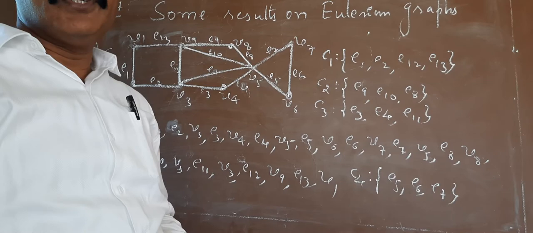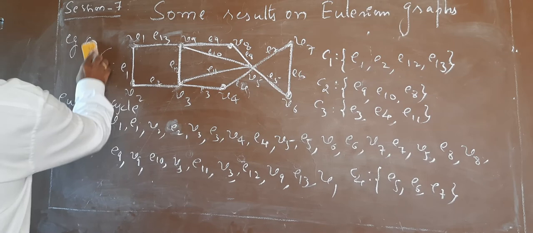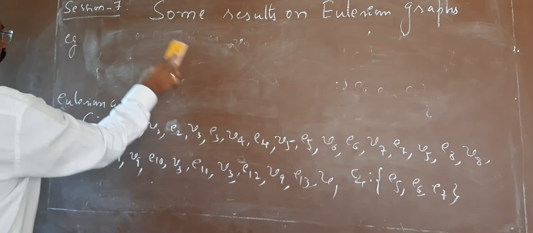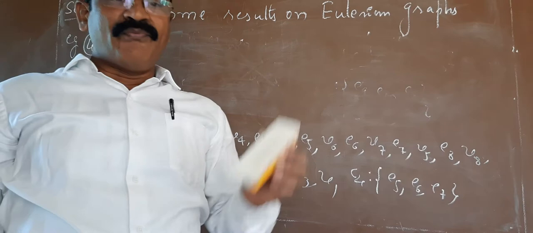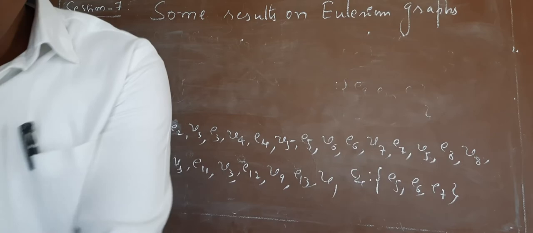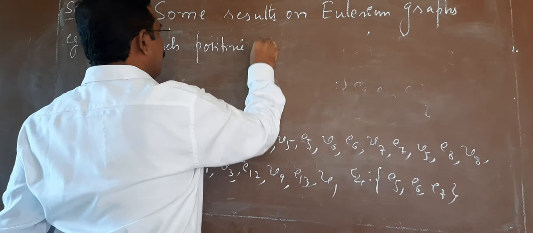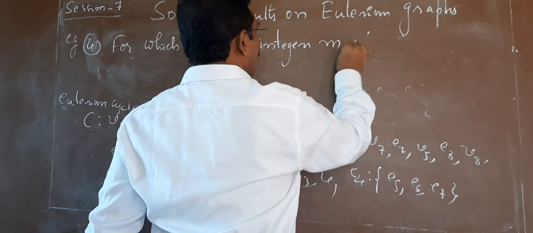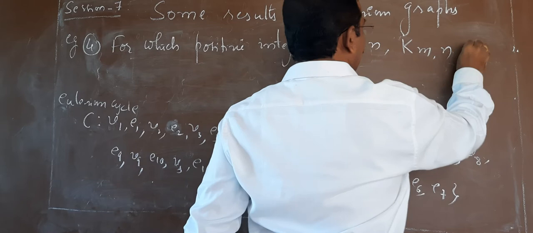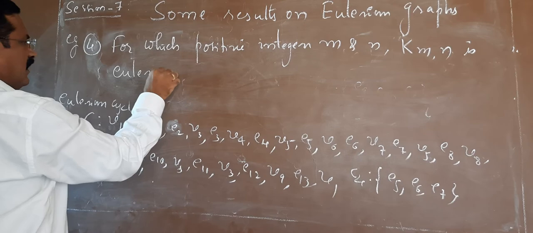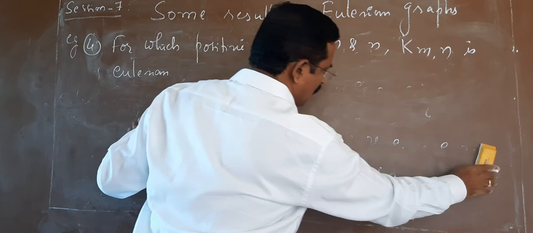Now let me consider another example, that is the fourth example. The question is, for which positive integers m and n is Kmn Eulerian? This is the question. So you have to specify for which positive integers m and n, Kmn is Eulerian.